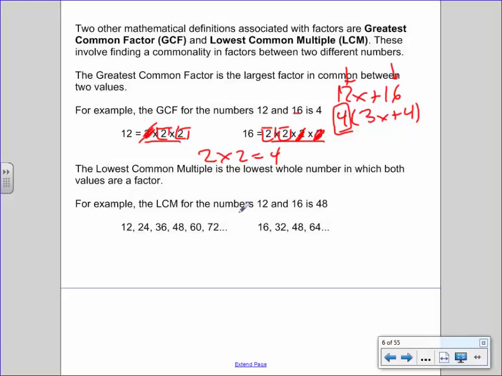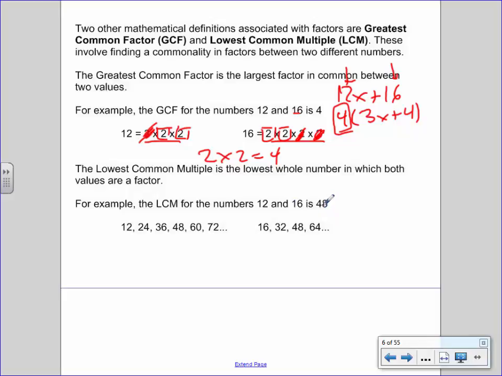If you want to find the lowest common multiple, this is actually where we're getting larger numbers. Okay? A lot of kids struggle with the terminology. A factor is a piece, so factors should be smaller. Multiples are multiplying more and more. So if I ask you for a lowest common multiple, we're looking for a bigger number. But we're looking for a number in which 12 and 16 are both part of. Right? And in this example, it's 48.